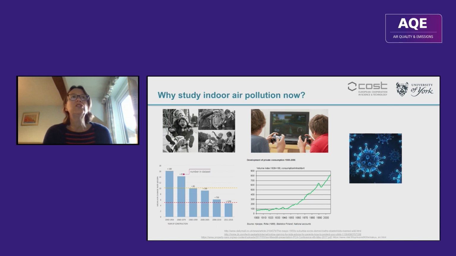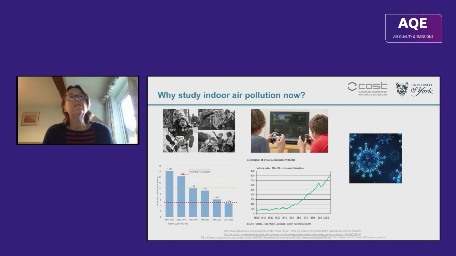So whether that's furnishings or other products, we buy more things than we did 50 years ago after the war. And that's important because we know that new things like building materials and furnishings give off higher emissions when they're new. So if we are bringing more things into buildings that are more airtight and spending more time in them, you can see that we're being exposed to more and more pollutants in our homes than we used to be.